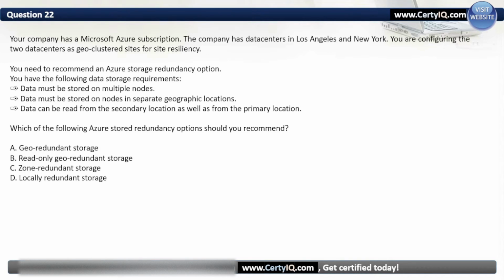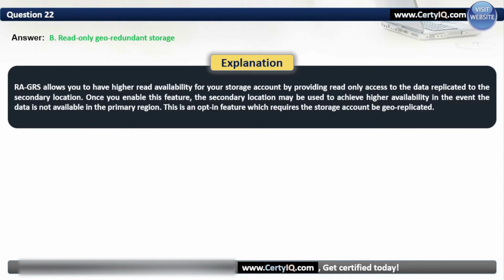The correct option is B. Read-only geo-redundant storage. RA-GRS allows you to have higher read availability for your storage account by providing read-only access to the data replicated to the secondary location. Once you enable this feature, the secondary location may be used to achieve higher availability in the event the data is not available in the primary region. This is an opt-in feature which requires the storage account to be geo-replicated.